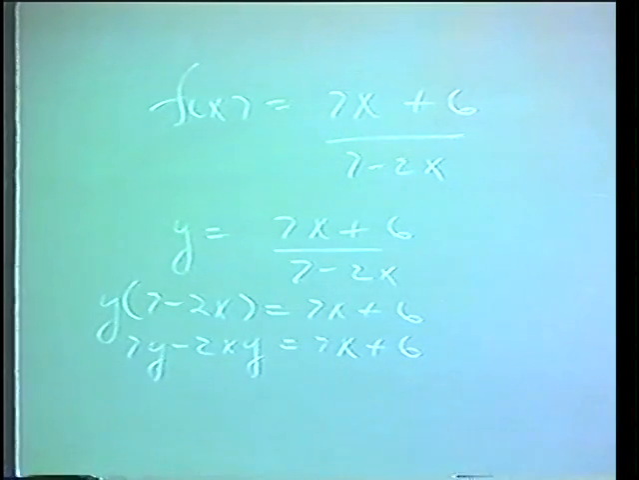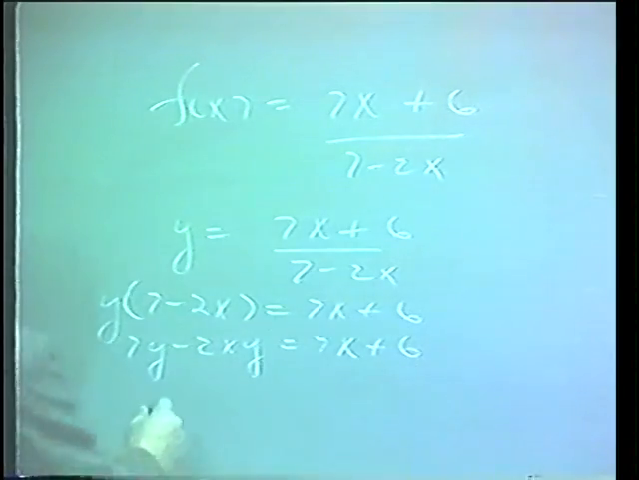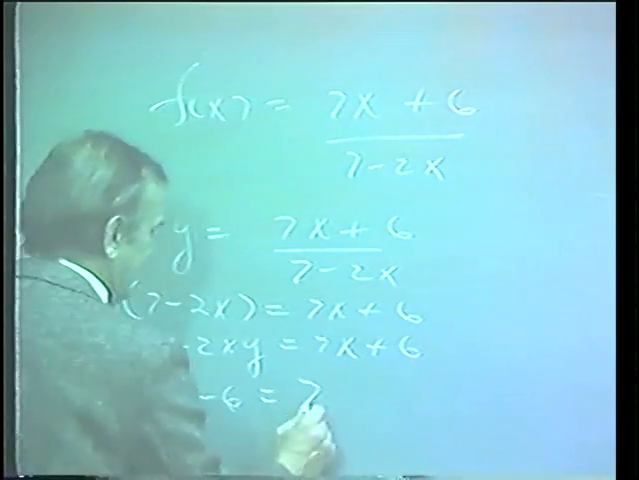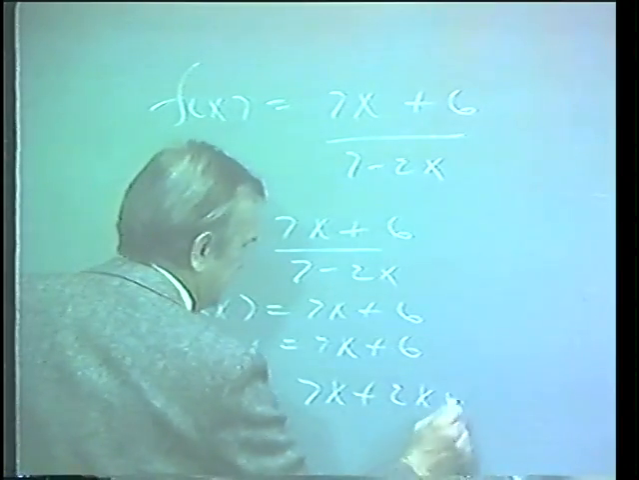Now it doesn't make any difference which side you bring the x's on as far as the answer is concerned. But sometimes it's easier to bring it on one side rather than the other. Such is the case in this problem. What I'm going to do is bring the x's on the right, and the terms that don't contain the x over on the left. So that means on both sides of this equation I have to add a positive 2xy and a negative 6. If I do that, I have 7y minus 6 is equal to 7x plus 2xy.